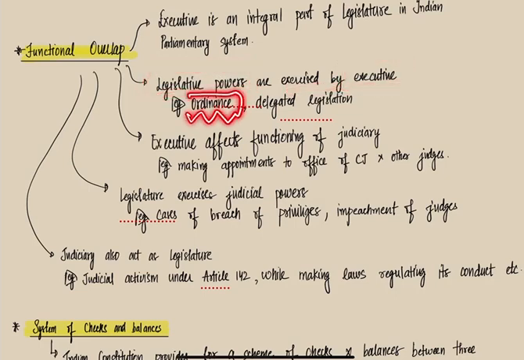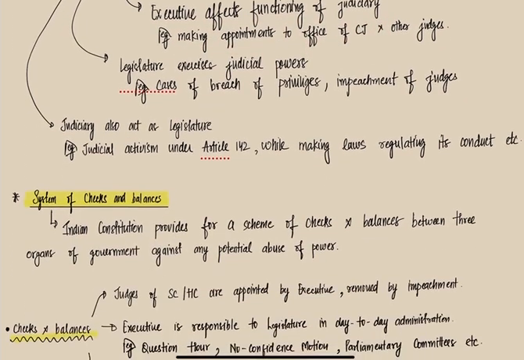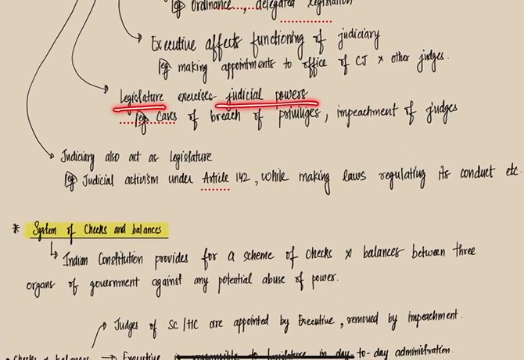For example, President of India issues ordinance when the parliament is not in session basically. Similarly, delegated legislations are made by the executive, which includes bylaws and regulations, etc. Executive also affects the functioning of the judiciary. How? By making appointments to the office of Chief Justice and other judges. Similarly, legislature also exercises some judicial powers. For example, in case of breach of privileges or while deciding upon the impeachment of judges, legislature is doing nothing but exercising their judicial powers.